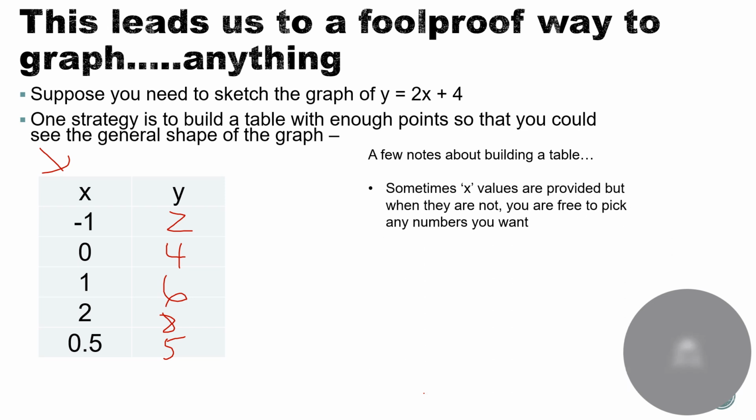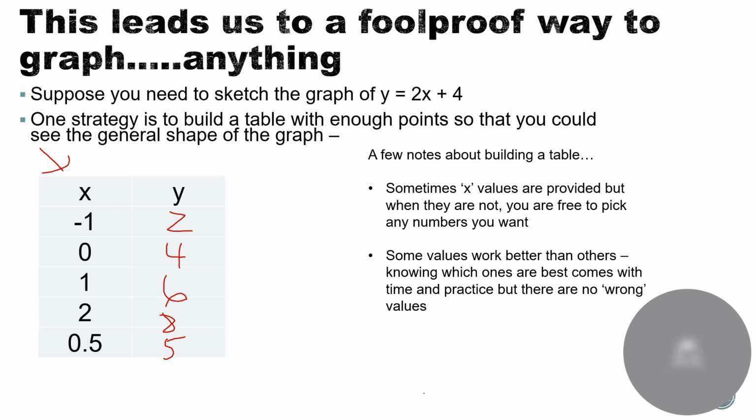Sometimes the X values are provided. So in this case, I put in there a column of X's for you. But when they are not, you are free to pick any numbers you want. You just pick some values for X and you find the Y that goes with those numbers. So if the X's are not provided for you, you just make up some X's, okay? Some values work better than others. Knowing which ones are best comes with time and practice, but there are no wrong values.